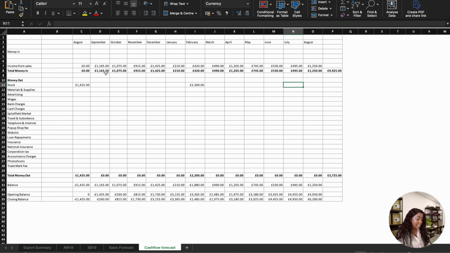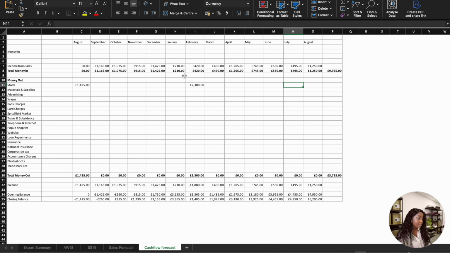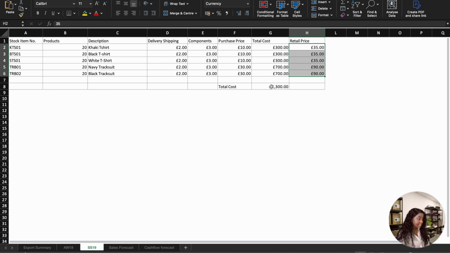You will see that it's already pulled all of these sales into our total money in. So you can then see after a year we have actually made £9,925 in the form of turnover. You will see that I have started a month before September. This is just so I am able to highlight any money that's come in and any money that we've probably spent. So you will see that the stock should have populated from this table, but I think it's actually incorrect.